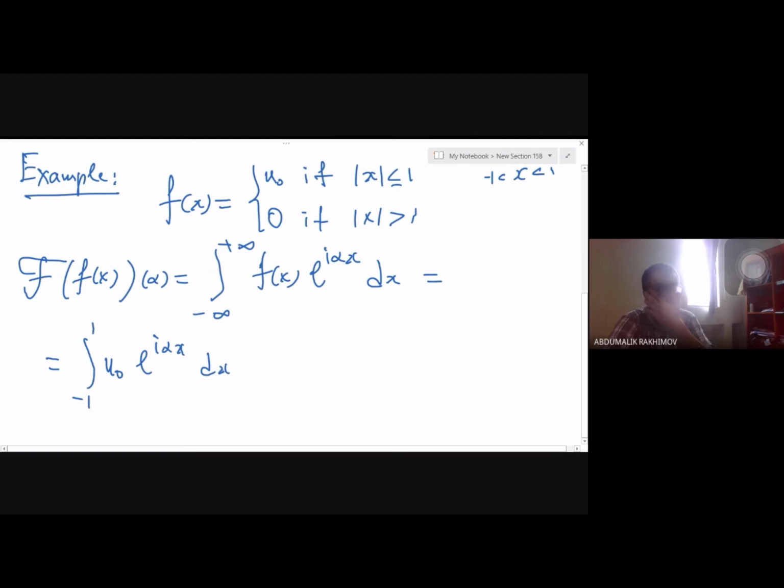Okay, just substitute f(x). Then what we do is we can write u0 outside. If you write u0 outside, then what will happen? The antiderivative of exponential is exponential. So the antiderivative of the exponential function is exponential. So you must divide by this iota alpha from the antiderivative, right? Then you should substitute -1 and 1 for x.